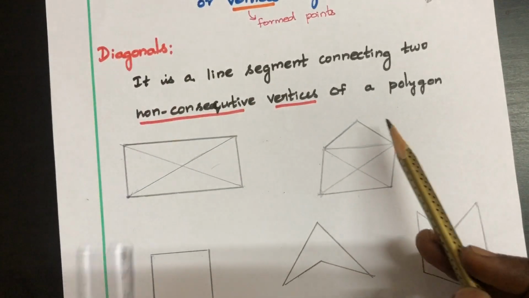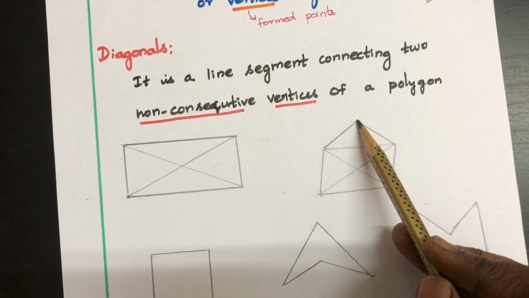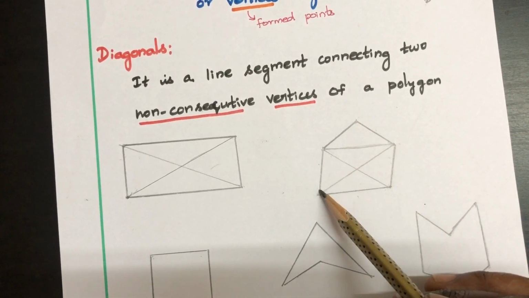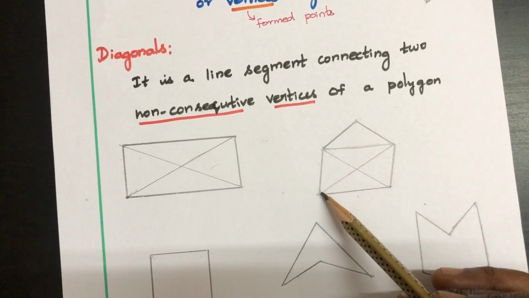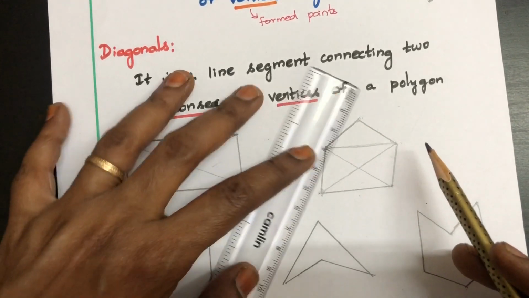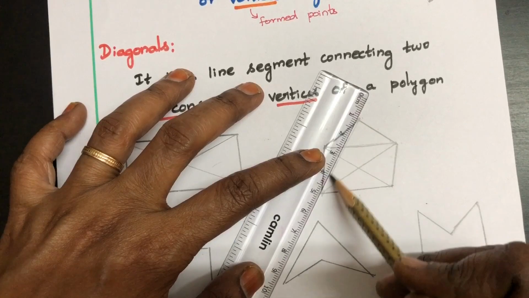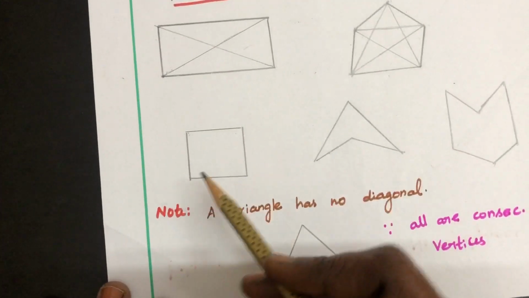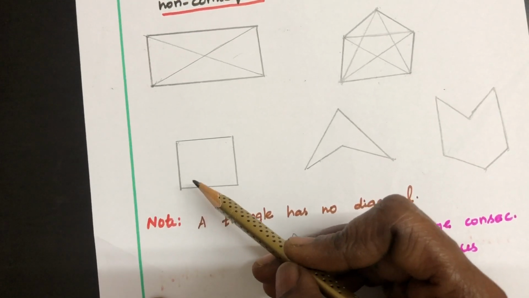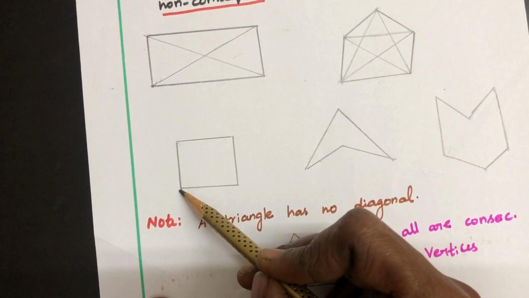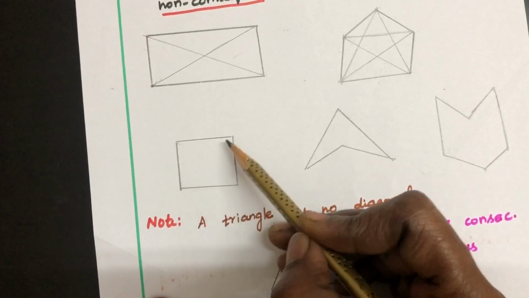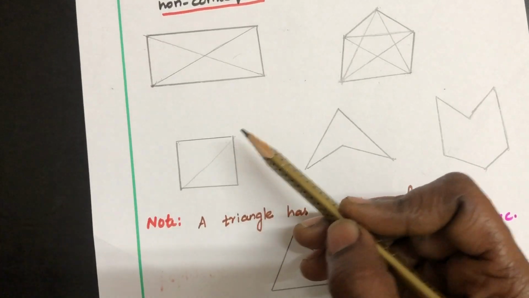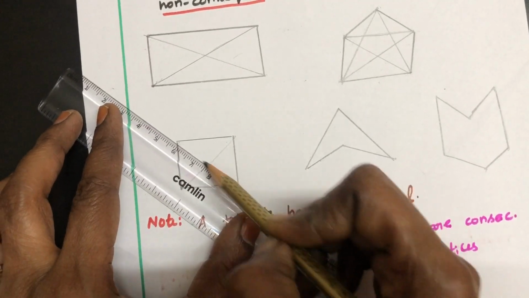Similarly, for this vertex, these are all consecutive, the next vertices. Non-consecutive means it will come here. These two are non-consecutive. So we can have a diagonal like this. See here, this is one diagonal and this is another diagonal. This is a square. You know very well how to do diagonals for this. These two are non-consecutive, not next, right? So the diagonal will go this way and this way, one diagonal from here to here.